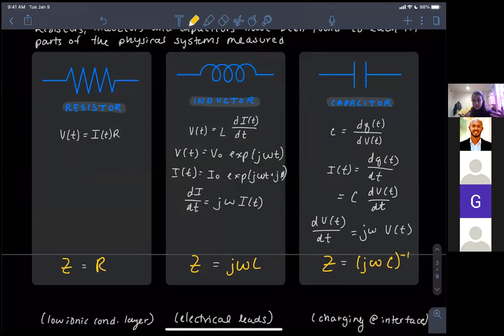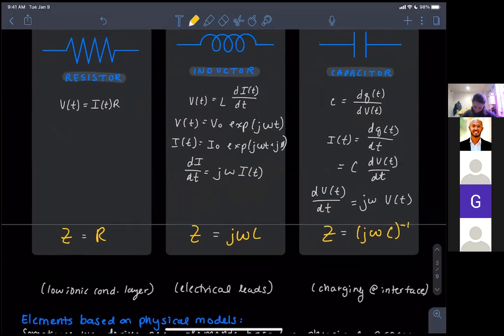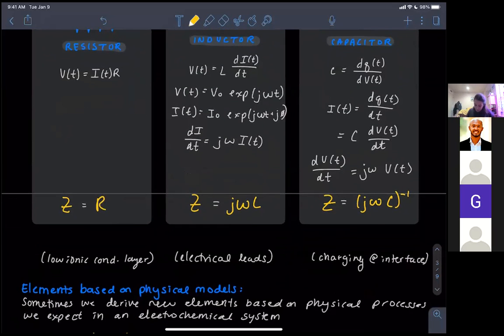So these are some of the standard impedances that we find for these classical elements. And we'll see in a bit how these actually look when you apply them to different circuits and what shapes they may take. But before that, I want to talk about elements based on physical models. So when I say this, I'm saying, okay, we don't necessarily have something from our classical circuit analysis that applies, but we know what's going on in a system. So maybe based on a physical process, we can create a new element from that.